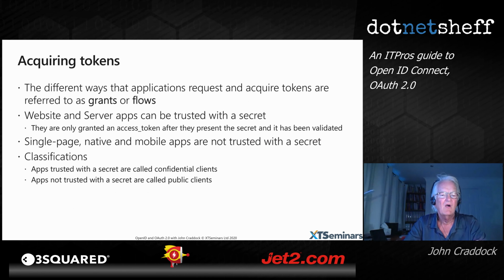And the way that we acquire tokens in OAuth 2 terms and OpenID Connect terms is referred to as grants or flows. And the grants or flows have to change depending on the application type. So a website, a server app, sitting inside a data center, we can trust it with a secret. Single page, native apps, we can't trust them with secrets. So there's a classification. When we trust an app with a secret, we call it a confidential client. And it's obviously a more secure client. If we can't trust it with a secret, we refer to it as a public client.